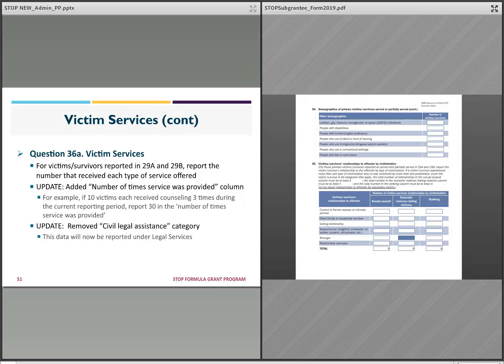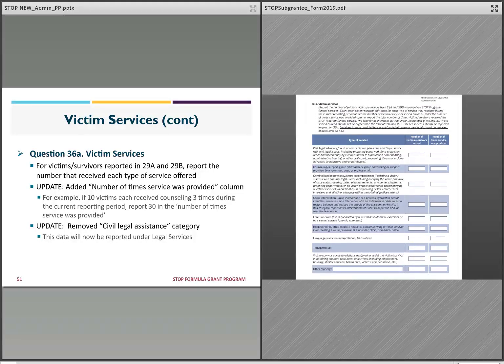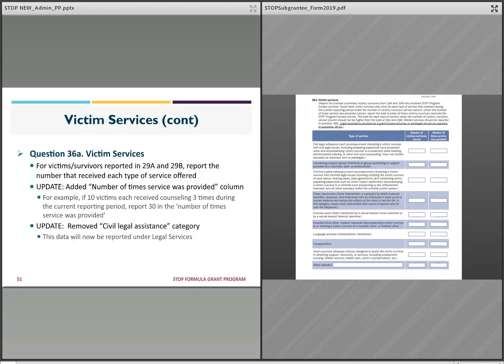Question 35, victim-survivor relationship to offender by victimization, is another opportunity for subgrantees to report all of the different relationships and victimizations that a victim they served might have experienced. In question 36, victim services. Report the number of victims that received each type of service.